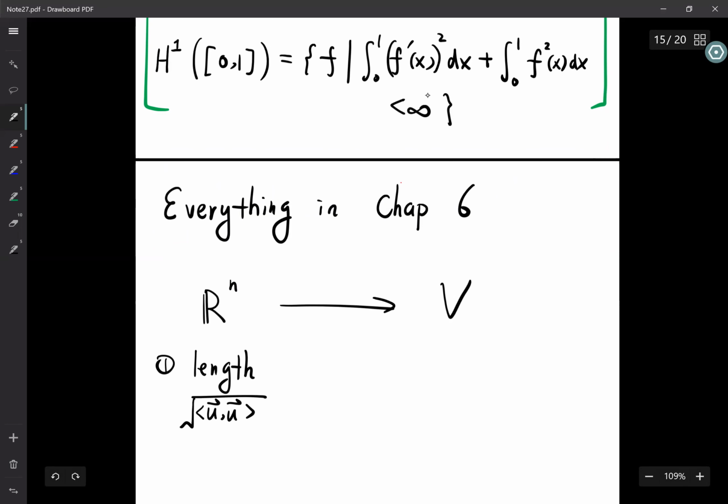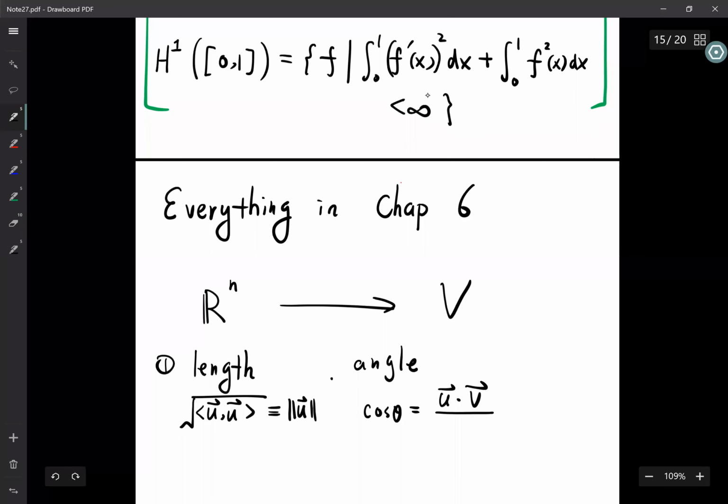which you take a square root of, right? Give me any u in V, its length is defined with this. You can also use this notation as the length. You can talk about angle, because that's just the arc cosine of the inner product of u and v divided by the length of u times the length of v.